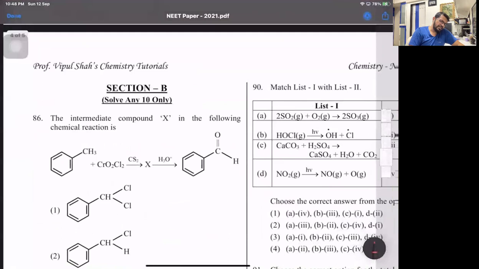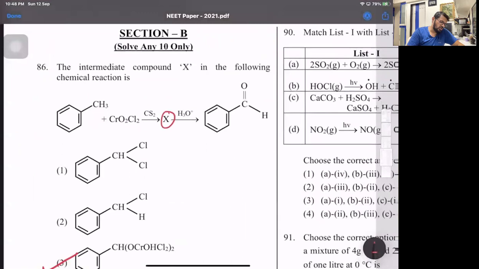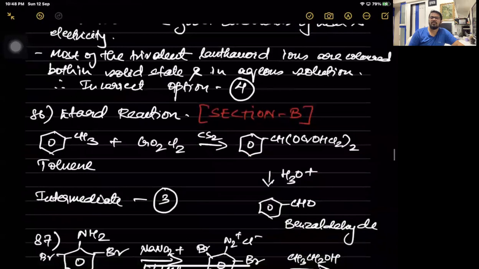86 now, section B, where we start. Toluene plus chromyl chloride, that's the Etard reaction, gives X, and then it gives finally on acid hydrolysis benzaldehyde. So they're asking you X over here, the intermediate compound. That's going to be nothing but the third one. So you have 86 as 3. That's the Etard reaction, section B there. With chromyl chloride, it forms the intermediate, that is benzene CH(OCrOHCl2)2, which on acid hydrolysis gives you benzaldehyde. So 86 is 3.